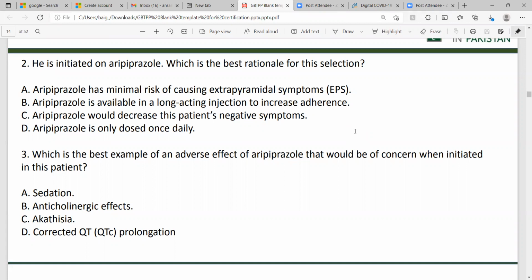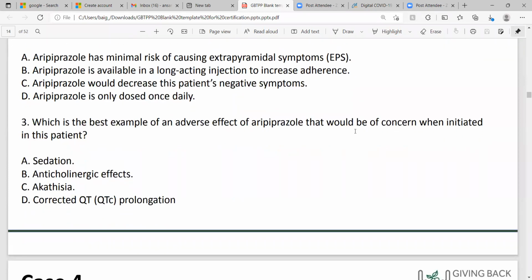So the best option in this case is aripiprazole is available in a long-acting injection to increase adherence, as the question said that he does not remember to take his multivitamins or medication. So if we are going to start this patient on aripiprazole, later we can convert this patient to twice weekly or every month injections of aripiprazole.